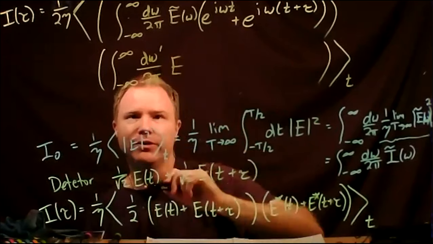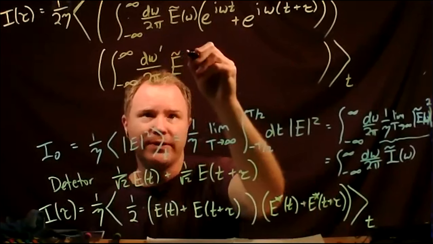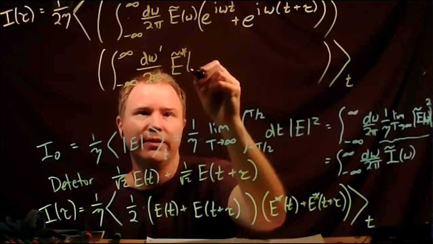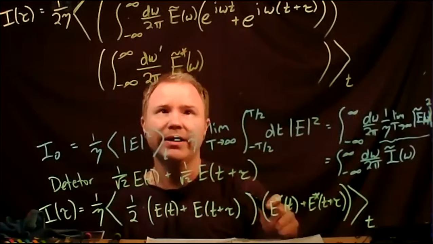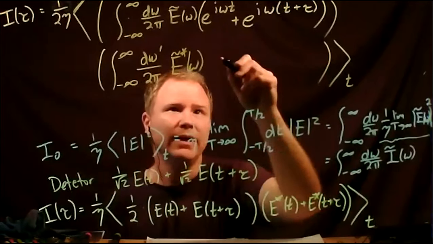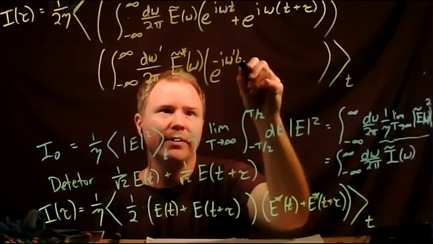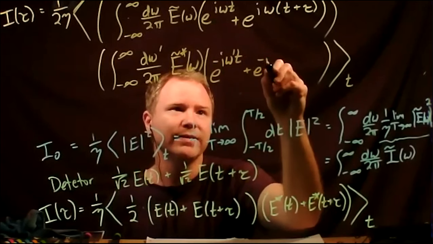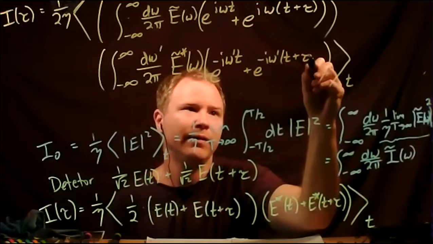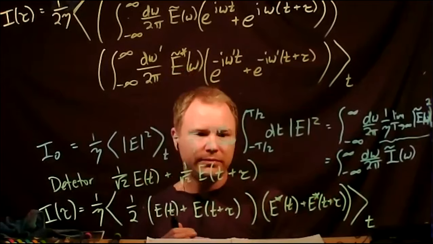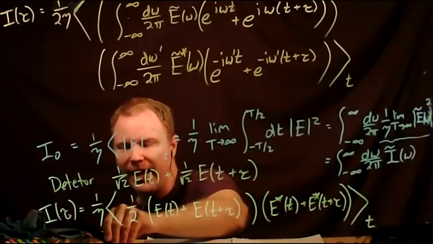So omega is real, so the complex conjugate doesn't affect that. Here the complex conjugate is affected, so I'll put a star here. The weights are complex because they depend on the magnitude of the spectrum and the phase. And here, it's pretty obvious what happens: minus i omega prime t plus e to the minus i omega prime (t plus tau). Okay, so that is our intensity that is measured at the detector.